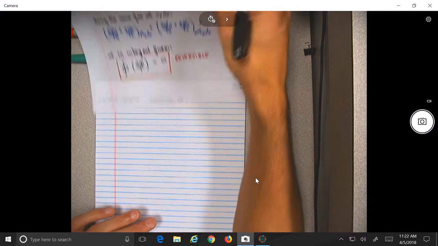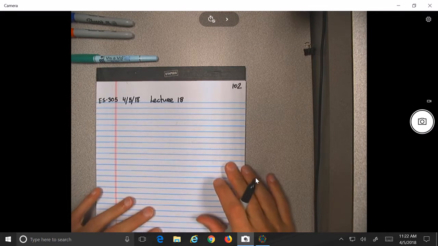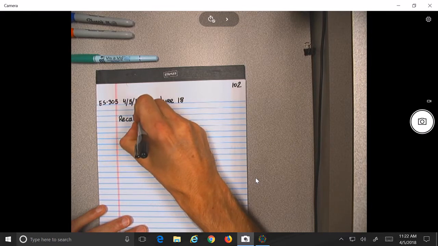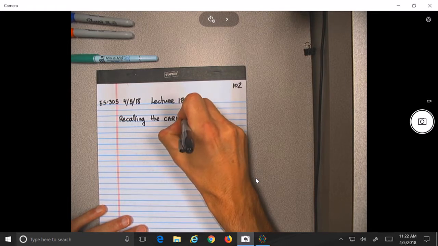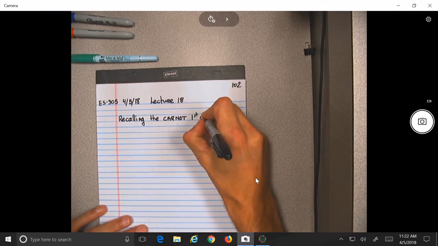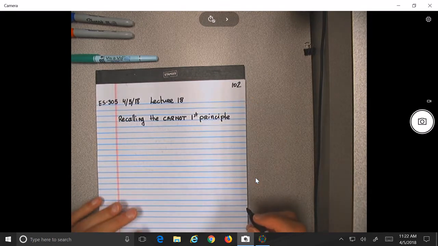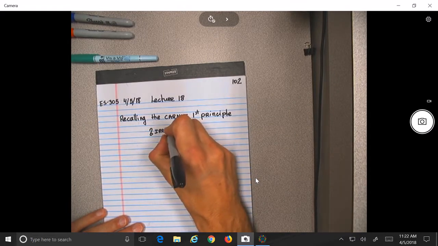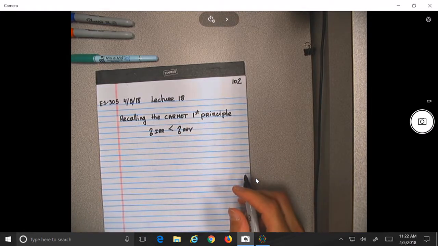Alright, so basically this is where we stopped, okay? Over here. Now, this is not 100% correct, but it's correct, okay? Let's just say here, recalling the Carnot first principle. What does that one say? That the efficiency of the irreversible cycle is always lower than the efficiency of the reversible cycle, okay?